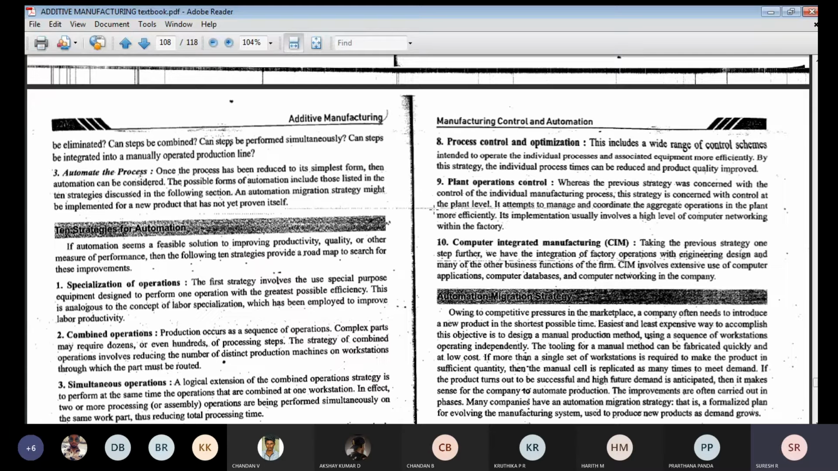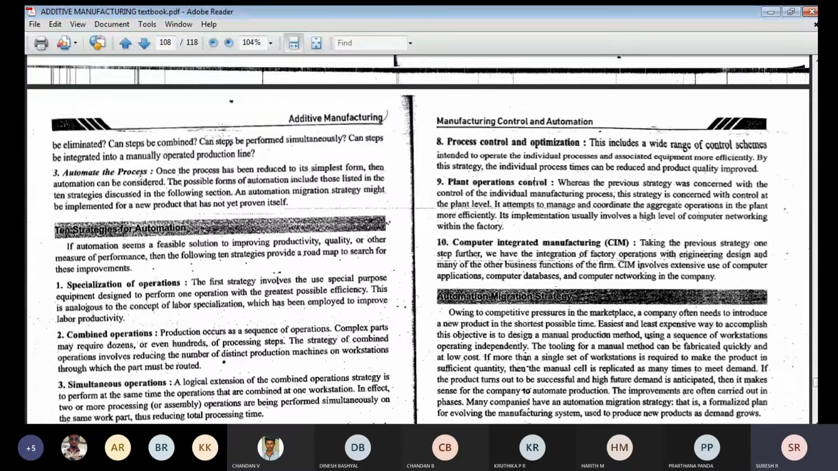The eighth principle is process control and optimization. Suppose there are 10 important things. We can't perform all the 10 important operations, so we have to optimize the operations. Only those which are required should be performed. That is the meaning of optimization. The complicated one is divided into smaller ones, using some procedure for the optimization.